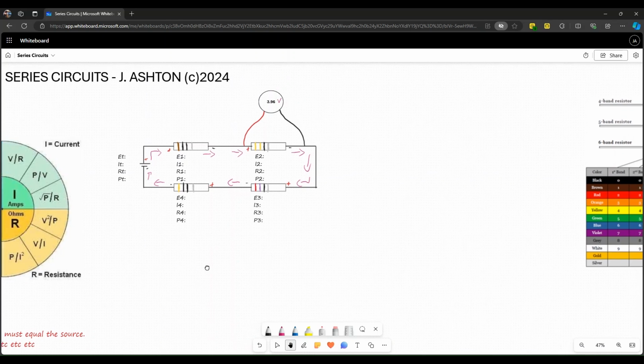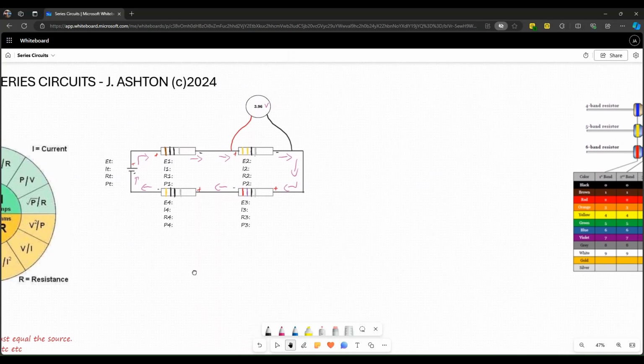Okay, so let's solve this puzzle. I like to call them puzzles because that's all they are. Now, there's not really any information anywhere on here. I'm looking for voltage, current, resistance, and power at every single point, including the total. The only thing I know is the voltage at resistor 2, so I could actually just fill that in right now. I know that E2 equals 3.96 volts, but that's about it, except for I have color bands on my resistors.